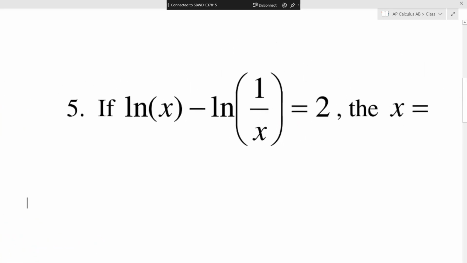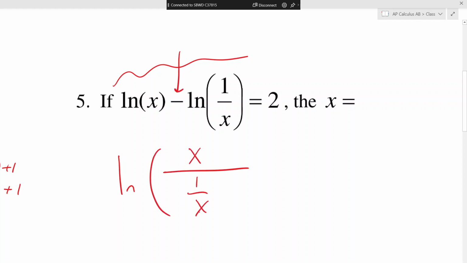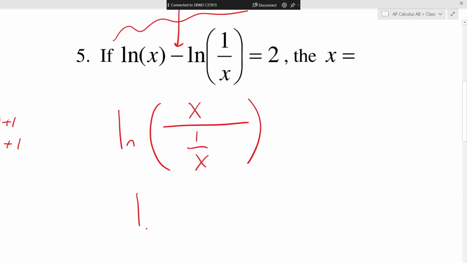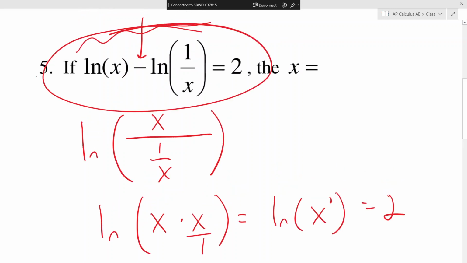All right. We talked about this earlier. If you have to solve a log equation, you got to get those together. When you're subtracting logs, what's that turn into? Division. Yeah, we all know that. We're geniuses, right? But dividing by 1 over x is the same as multiplying by x over 1. Yeah? And that's just ln of x squared. But that has to equal 2 from up here. So ln of x squared must equal 2.